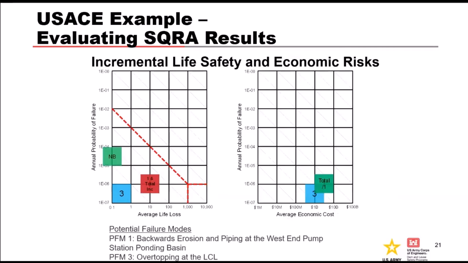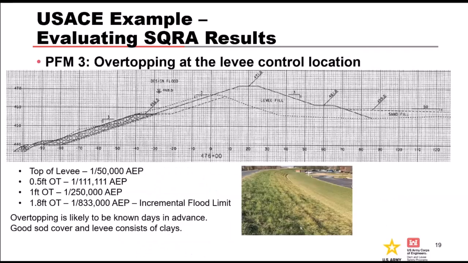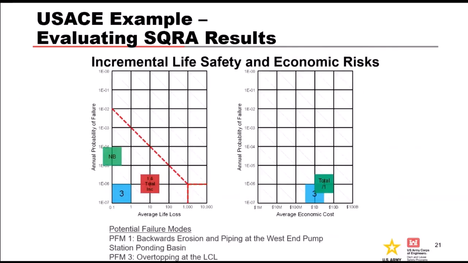It's going to go on for, it looks like, about 2 days based on this previous slide. It's clay. It's got a good grass cover. So maybe it can withstand a foot, or half a foot, of overtopping before it fails. And so the difference between incipient overtopping and 1 foot of overtopping is at least an order of magnitude. And I think that's what we're seeing in these risk results right here.